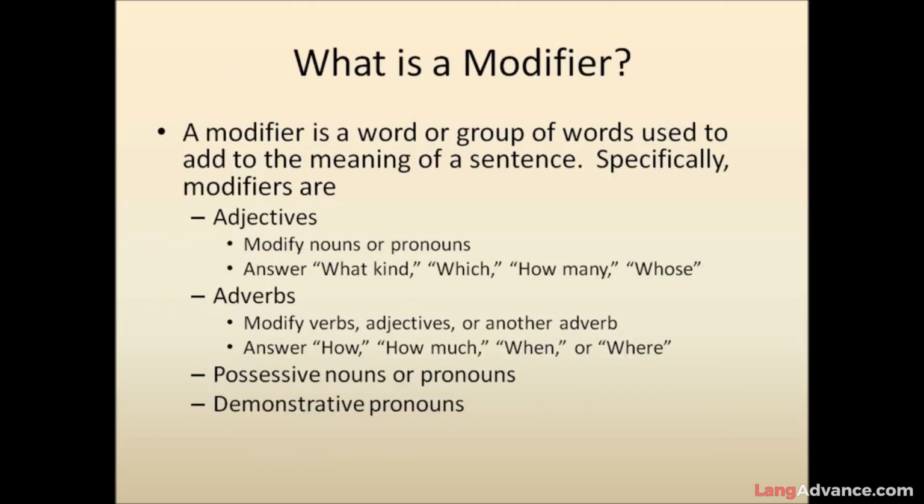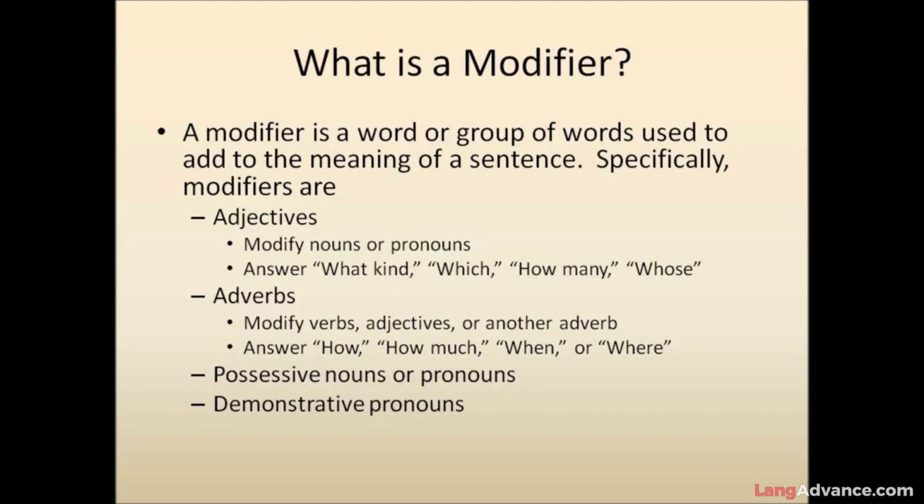A modifier is a word or group of words used to add to the meaning of a sentence. Specifically, modifiers can be adjectives, adverbs, possessive nouns or pronouns, or demonstrative pronouns. An adjective is a word that modifies a noun or a pronoun, and they answer what kind, which, how many, or whose. Adverbs modify verbs, adjectives, or another adverb, and they answer how much, when, or where.